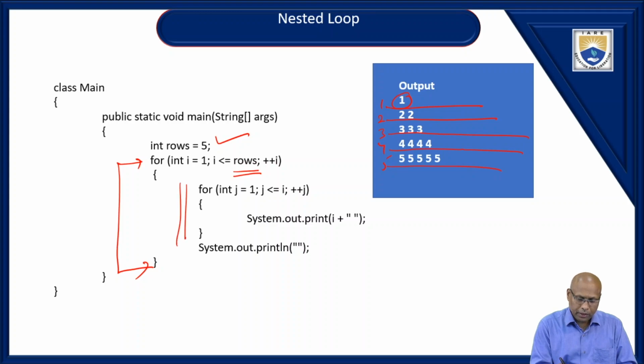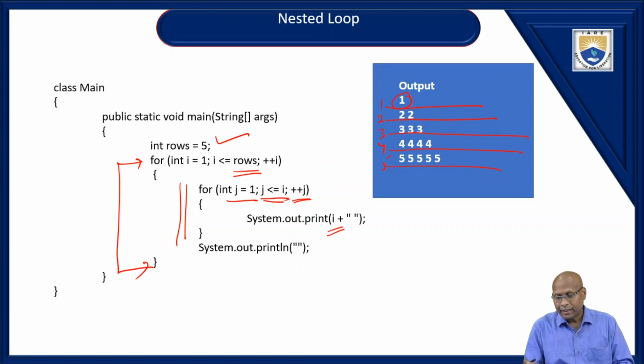So, my inner loop, if you observe here, j equal to 1 until j less than or equal to i, that means i times it will repeat, j plus plus, and print the value of i.